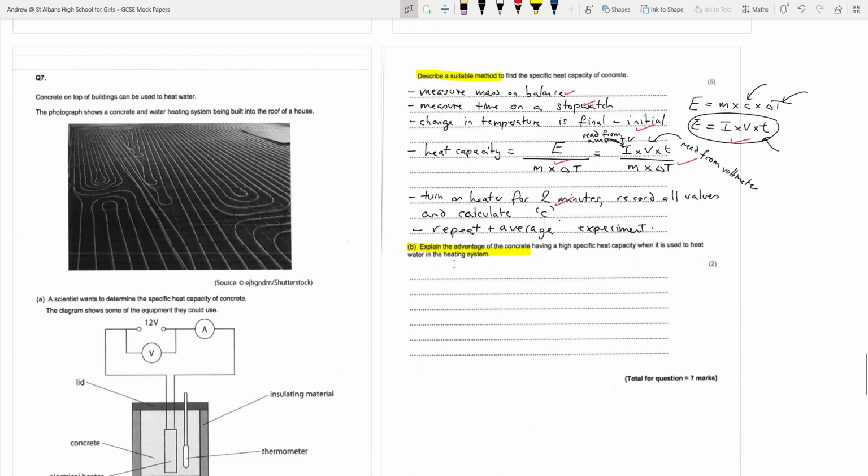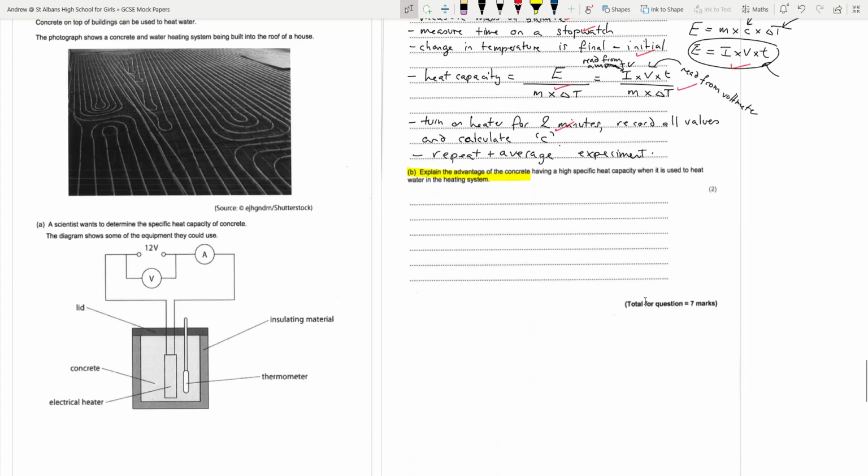Explain the advantage of the concrete having a high specific heat capacity when it is used to heat water in the heating system. Well, a high heat capacity means that you can store a lot of energy. Because the higher the heat capacity is, the more energy you have to put in to raise the temperature. So that energy is stored in the block as a thermal energy store. So it's just holding on to more energy.